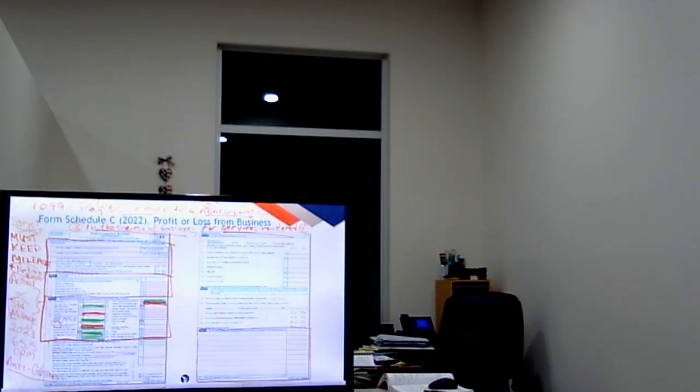So you would not include owner's health insurance costs? Right. Owner's health insurance and owner's pension, or profit share 401k, go on Schedule 1.